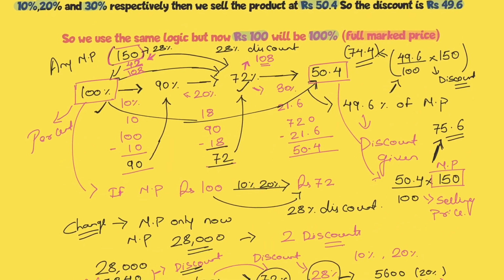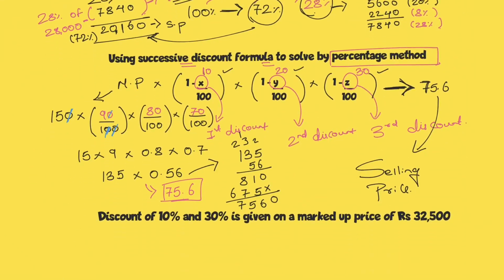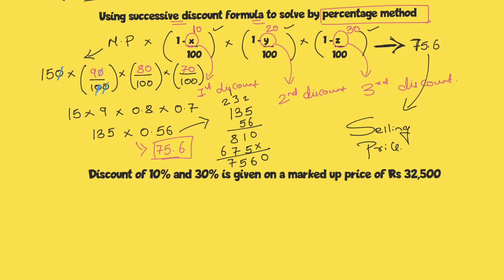If you want to compare this, compare it here. For 150 we got the selling price as 75.6, which we said was 50.4%. So earlier we calculated in terms of percentage, because we were using the percentage method. We told that the discount was in this case 49.6% of 150. Now we are calculating it directly. I don't know what the percentage is here, but I know if the mark price was 150, the selling price is 75.6. I calculate directly in terms of value.